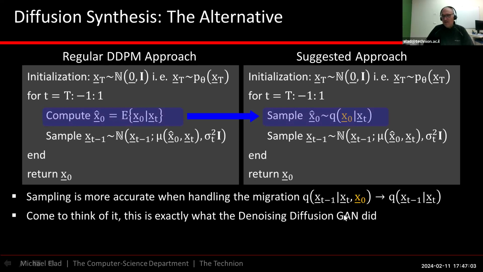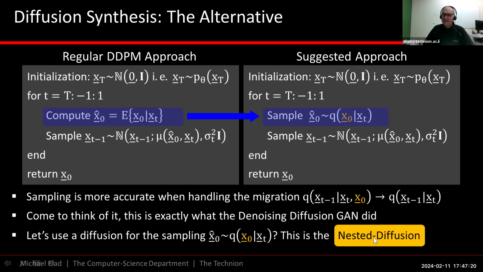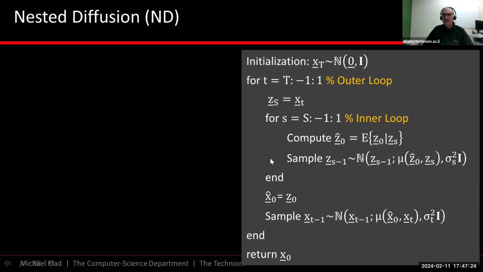So instead of GAN, Noam Elata and Bahjat Kawar said to themselves, just a minute, what is the best known sampling technique for sampling images from a distribution? Diffusion. So let's use diffusion. So let's replace this line with yet another diffusion algorithm. Okay, this is the nested diffusion. So it's a diffusion within diffusion. And here is the algorithm. Don't be alarmed. It's very simple.